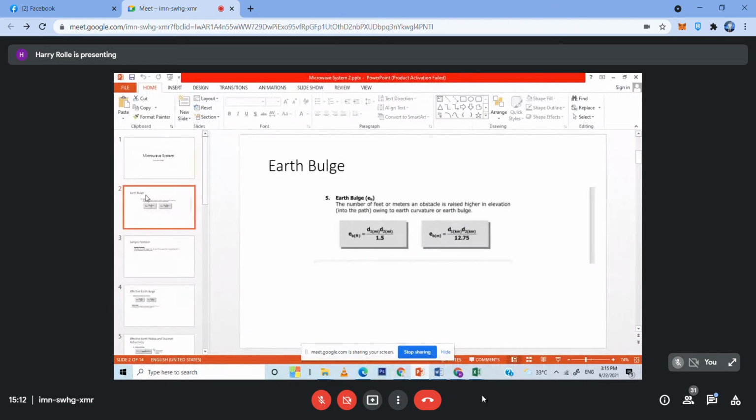Okay, so we all know that the Earth is spherical. So normally, we have what we call the Earth bulge. The Earth bulge is the number of feet or meters an obstacle is raised higher than the elevation into the path owing to the Earth's curvature, or Earth bulge, as it is called.